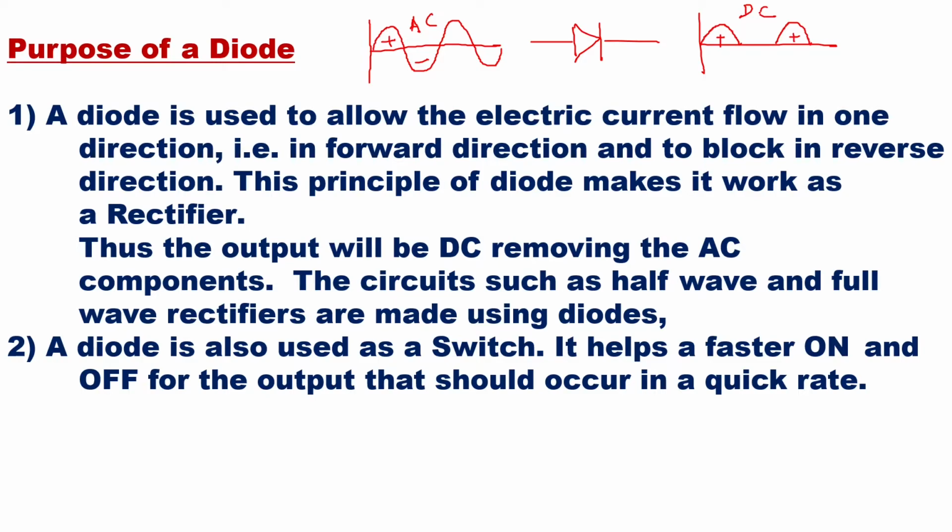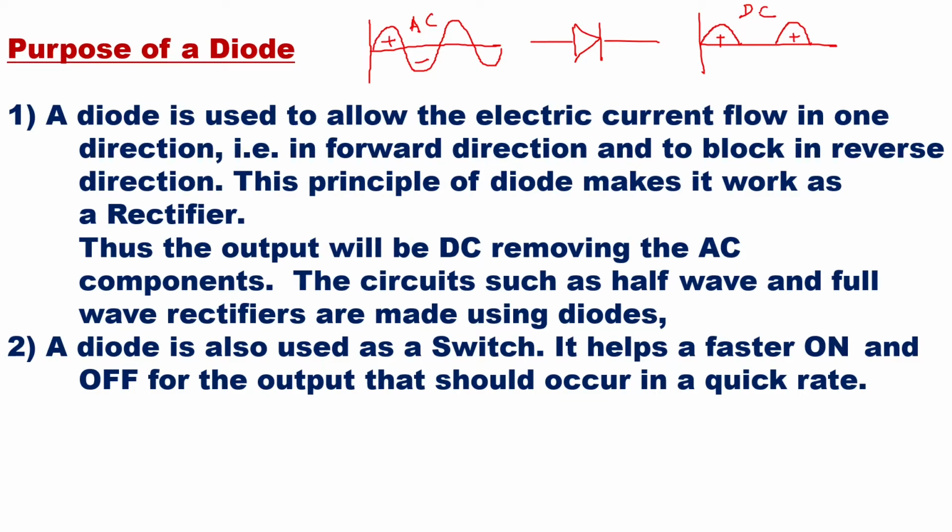Second point, a diode is also used as a switch. It helps a faster on and off for the output that should occur at a quick rate. So whenever the input is positive, it will conduct. Whenever the input is negative, it will not conduct. So that will be taken as forward bias and reverse bias when we study it in semiconductor devices. That time you will understand it much better.